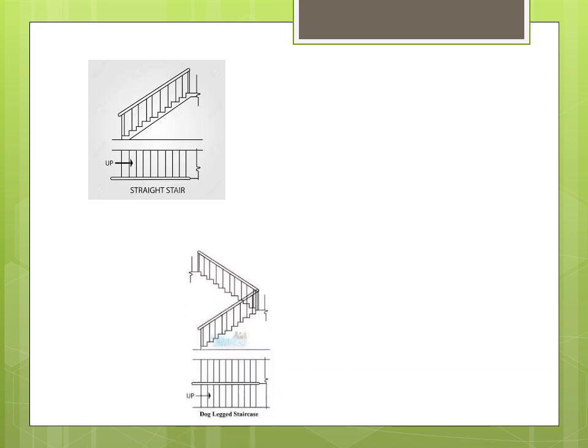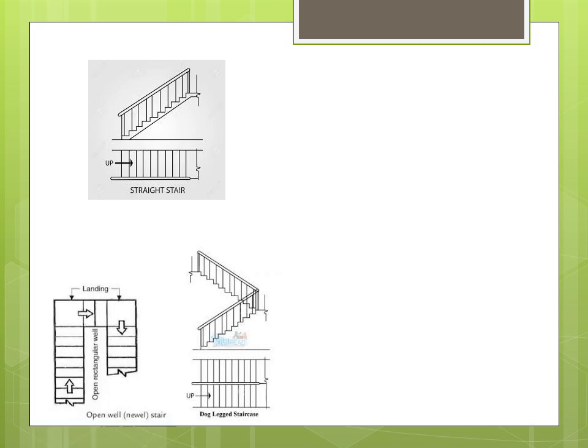You can look into the detailed sketches. This is a straight stair. It may be provided if the space available for the staircase is narrow. It either consists of one single flight or more than one flight with a landing. This is dog-legged stair. Dog-legged stairs consist of two straight flights with 180-degree turn between them. It is commonly used in residential building.